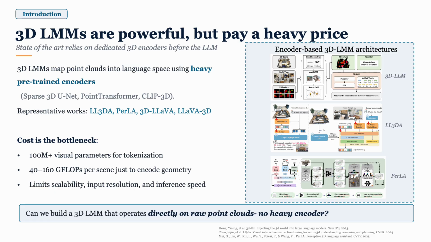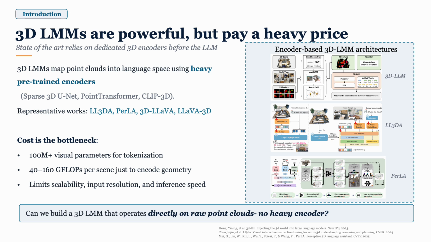Today's 3D large multimodal models, such as 3D LLM, LL3DA, 3D Lava, etc., all share the same recipe. They take a point cloud, push it through a dedicated heavy 3D encoder, typically a sparse 3D unit or point transformer, and only then hand the tokens to the language model. That encoder is doing useful work, but it's expensive.